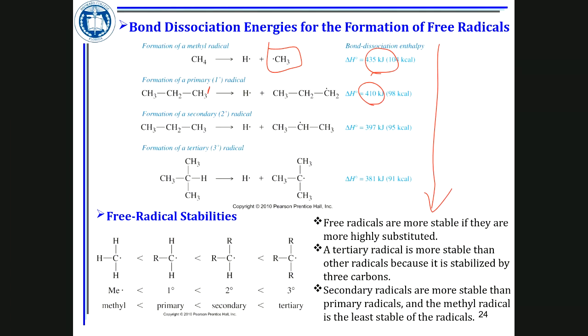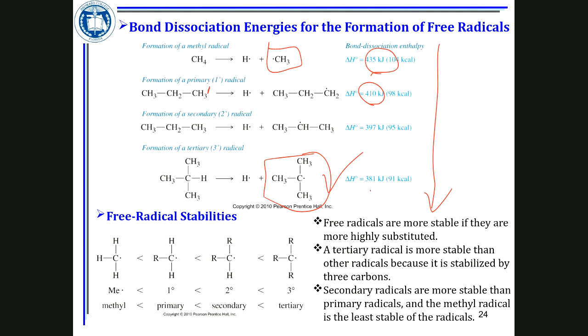From secondary, you need less energy. From tertiary, you need less energy. So what does it mean? It means that the tertiary can form faster because it requires less energy. Basically, the activation energy for formation of the tertiary free radical is less, and if the activation energy is less, it's going to form faster because this one is more stable. So tertiary is more stable.